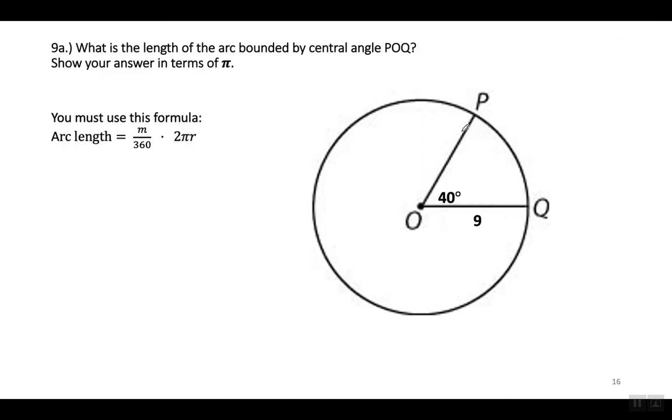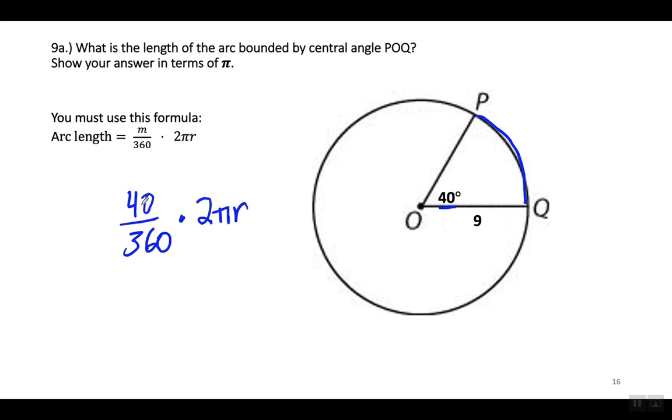What is the length of the arc? What is the length of this arc bounded by a central angle POQ? Show your answer in terms of pi. All right, so this one is pretty straightforward. You have to use the formula for arc length that we used in the book, where you replace m with the measure of the central angle in degrees. So it's going to be 40 over 360 times 2 pi r.